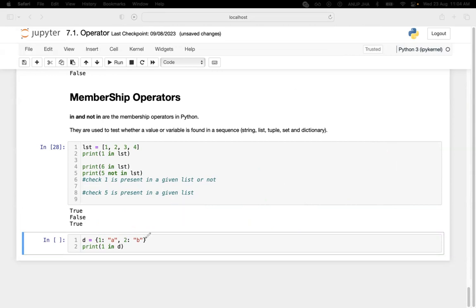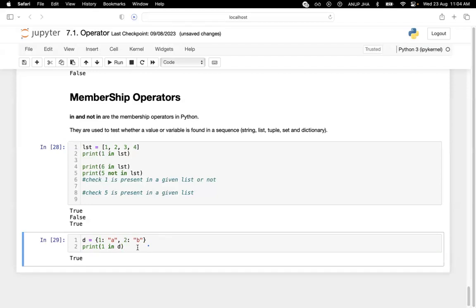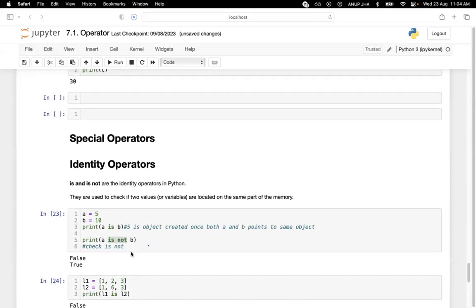So this is the dictionary, and it is telling me to print 1 in D. Means, is 1 present in this dictionary? It is asking me, is this key present in D? What shall I get? True. Because 1 is present in D, this dictionary. Means this key is present in this dictionary. So I hope this thing will remain clear to you.